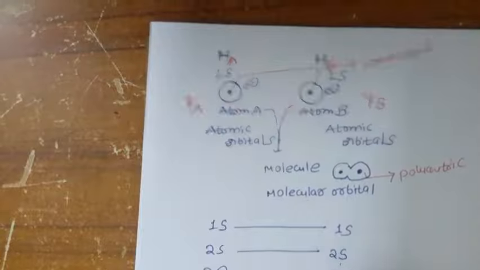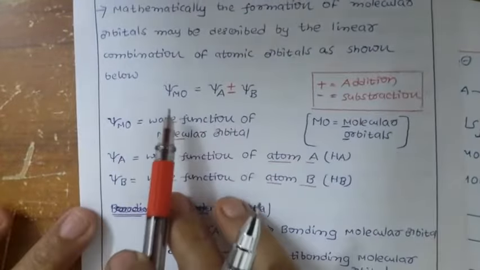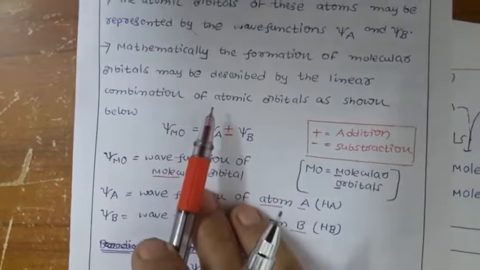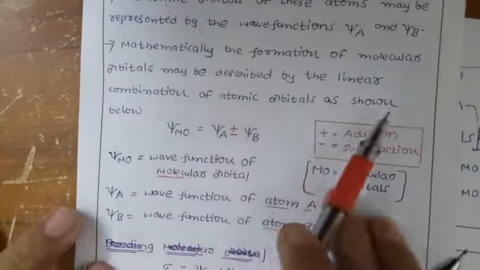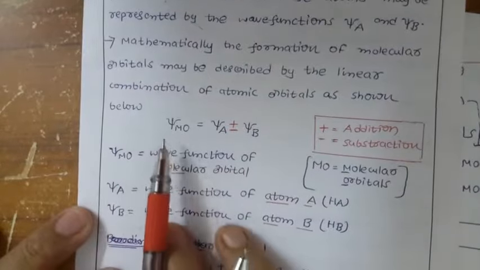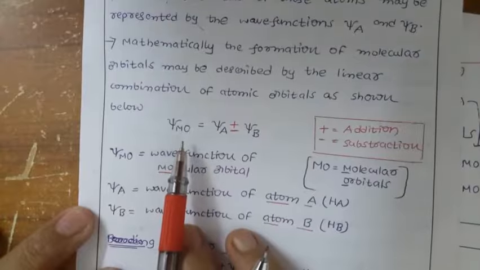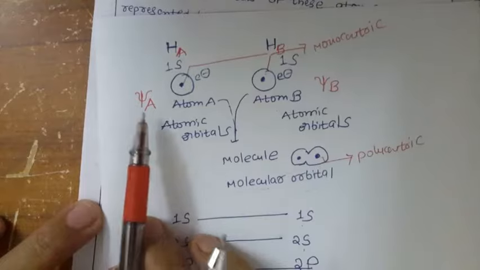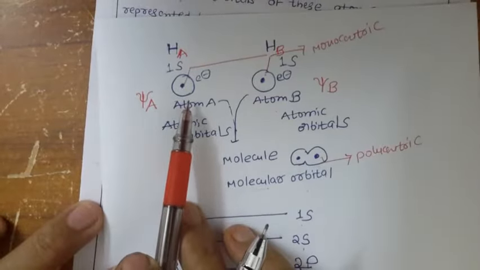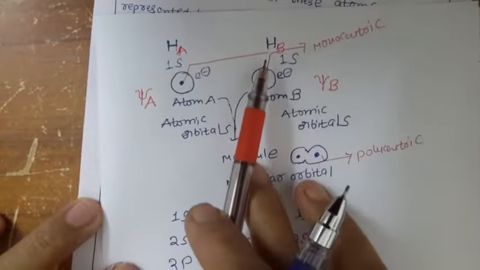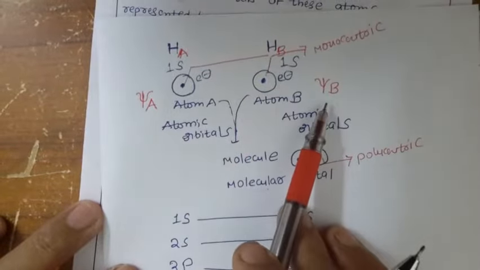Okay. So here I am going to show it mathematically. Now, mathematically, the formation of molecular orbitals may be represented by the linear combination of atomic orbitals as shown below. So what happened here? Psi MO means the orbital wave function of molecular orbitals. Psi A is the atomic orbital of atom A. Psi B is the HB atom orbital wave function.